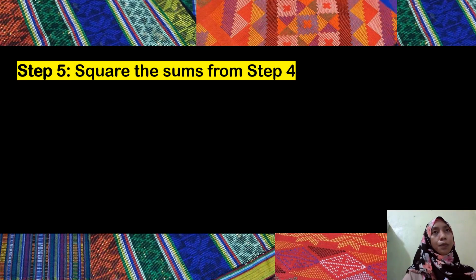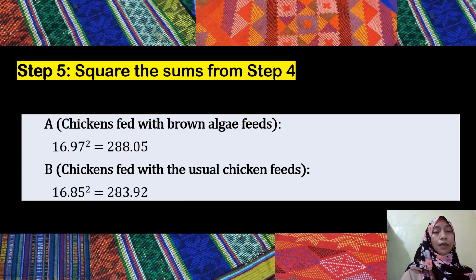The next step is to square the sums from step 4. So that is, the square of 16.97 is equal to 288.05. So that is the square of the sum of the weights of the chickens fed with brown algae feeds. And then for group B, the chickens fed with the usual chicken feeds, the square of its sum is 283.92. You may use a scientific calculator to be able to do this mathematical computation.